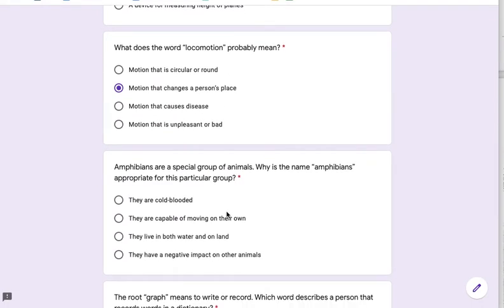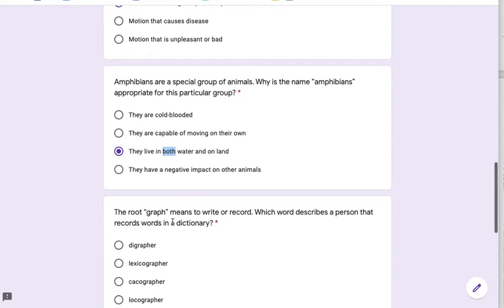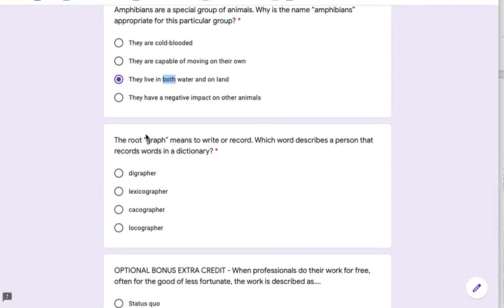Let's try this one. Amphibians are a special group of animals. Why is the name amphibians appropriate for this particular group? They're cold-blooded. They're capable of moving on their own. They live in both land and water. There we go, there's a hint. See it? Both. They have a negative impact on other animals. I don't know much about amphibians, but from my work, I learned about amphi meaning both, so I know that must be the answer.